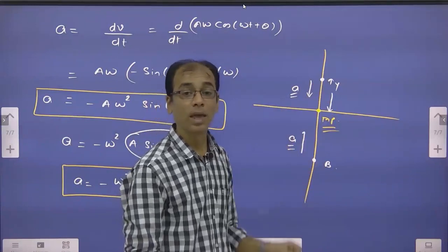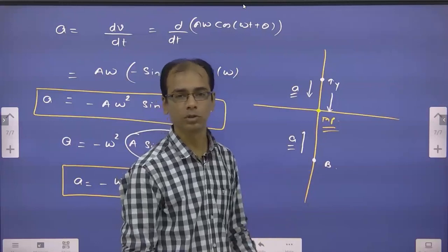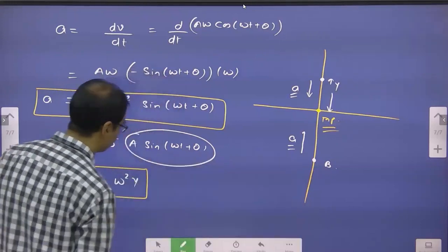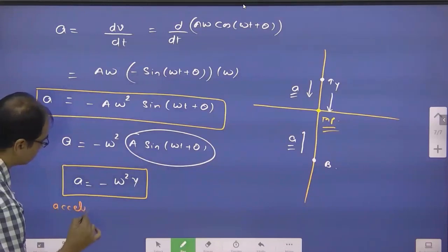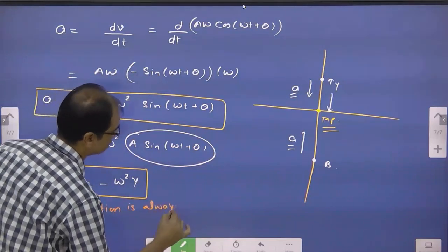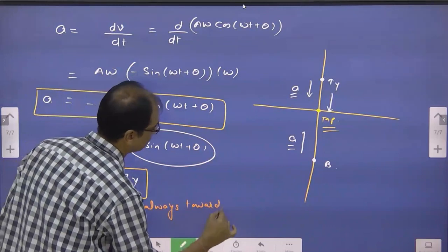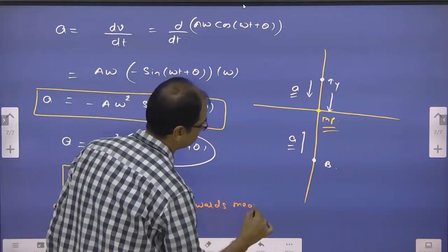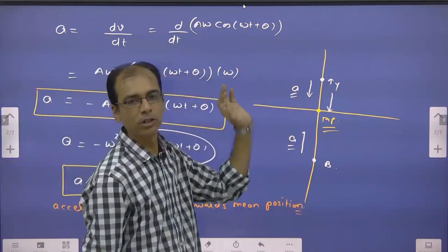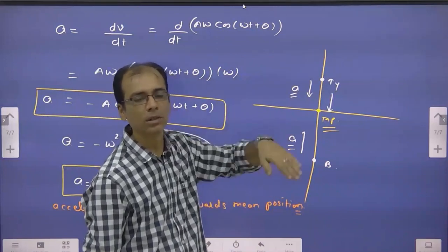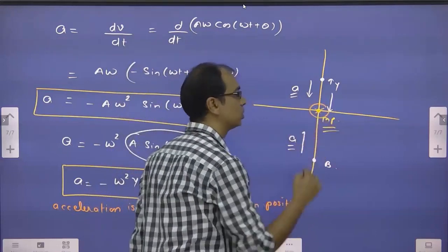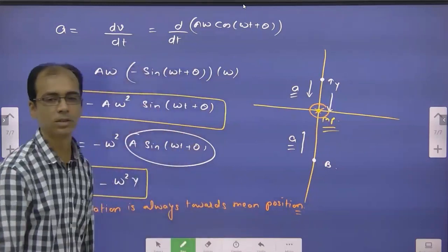What does that mean? Acceleration always acts towards mean position. Very, very important point. Acceleration is always towards mean position. When the particle is having positive y, it is acting downwards. When the particle is having negative y, it is acting upwards. That means its direction is always towards mean position. Note that, this is about acceleration.